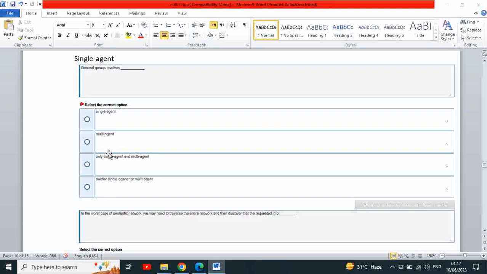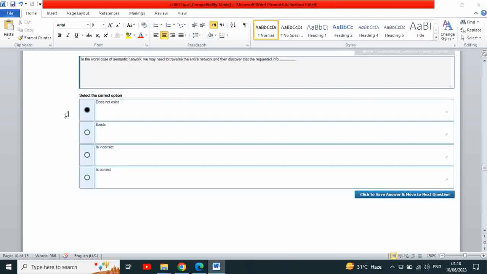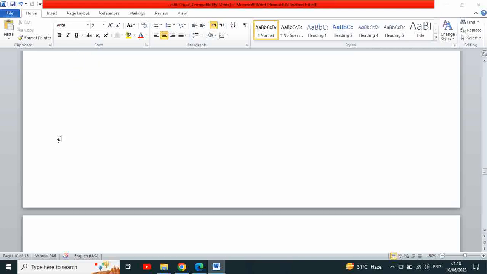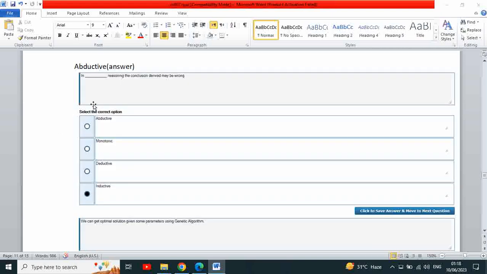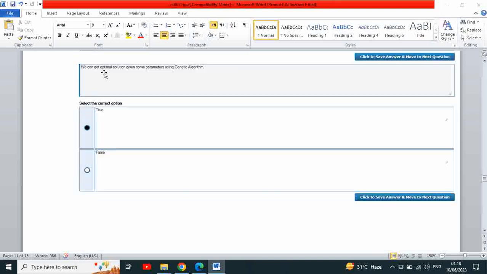General games involves single agent. ये answer है. In the worst case of semantic network, we may need to traverse the entire network and then discover that the requested info does not exist. In abductive reasoning, the conclusion derived may be wrong. We can get optimal solution given some parameter using genetic algorithm. ये true है.